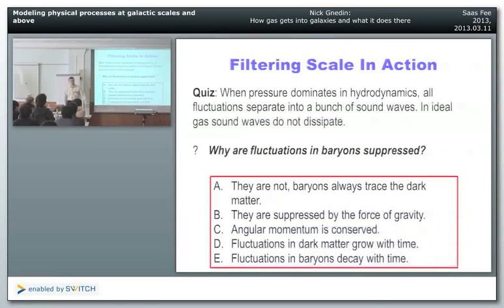So why are fluctuations in baryons suppressed? The way I like to do that, I'm sure someone can answer this, but if I just wait for an answer, there will be one or two people who will be answering those questions, and the rest of you can fall asleep. I don't like that.